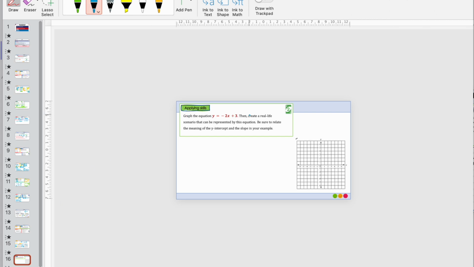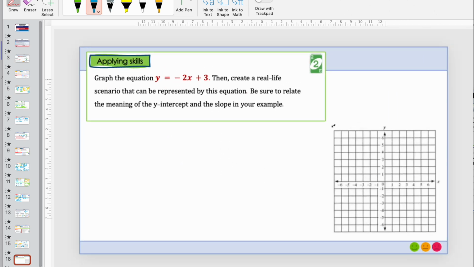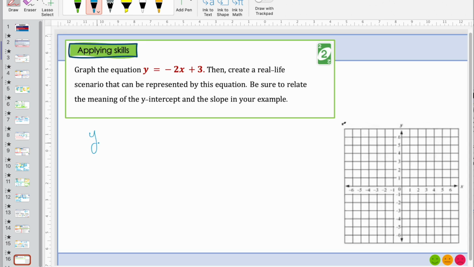Here, graph this equation, then create a real life scenario that represents it. So basically, what's my equation? Y equals -2x plus 3. What is b? It's +3, and I have a point at 0, 3. What is m? It's negative 2, but I have to write it as a fraction, so it should be negative 2 over 1. So rise is negative 2, meaning 2 down. Run is positive 1, meaning 1 to the right.